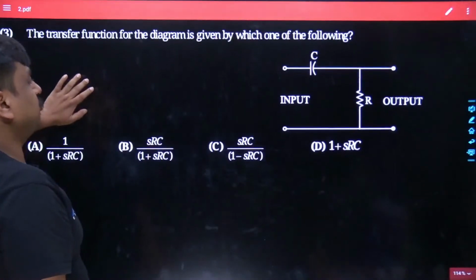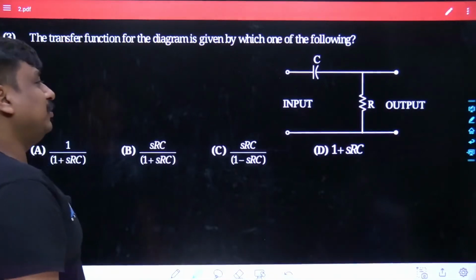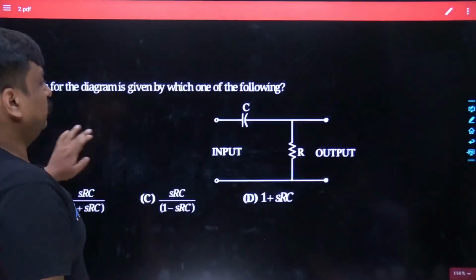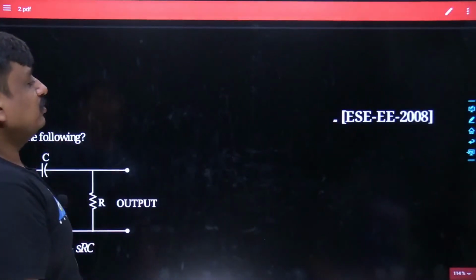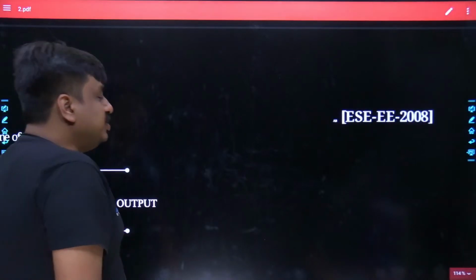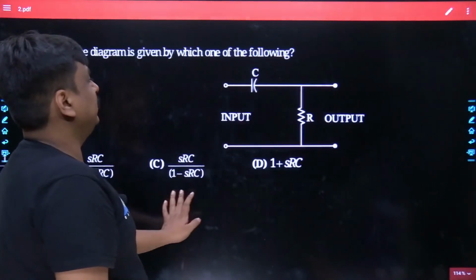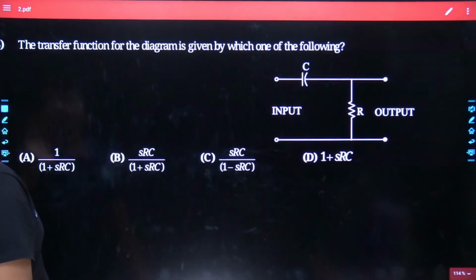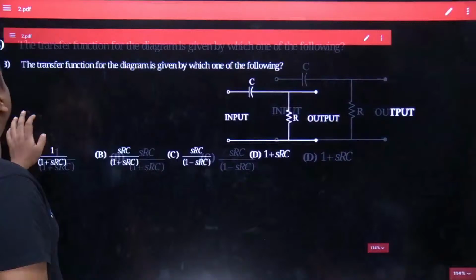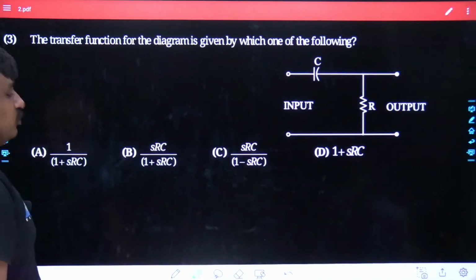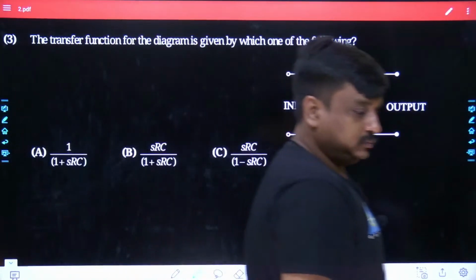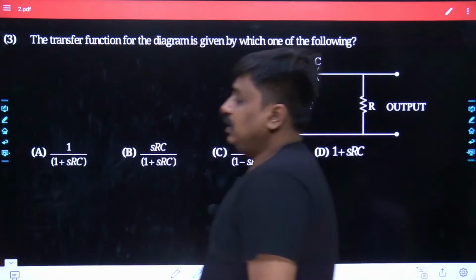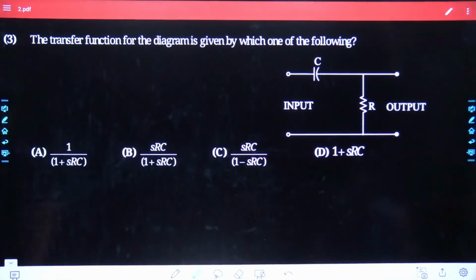So here comes the next question. Deliberately I have brought this question in front of you, and if you see the character of this problem, it was asked in the electrical engineering services examination of the year 2008. Tell me what would be the best answer for this given problem. It would be the third question of the day.